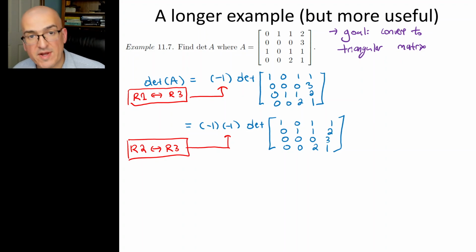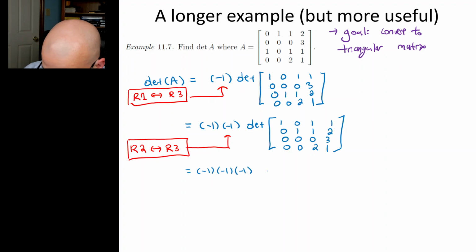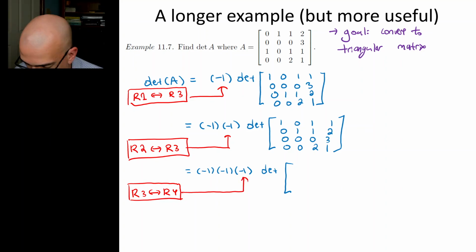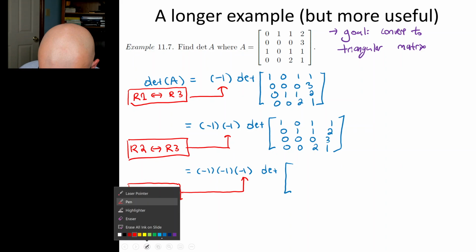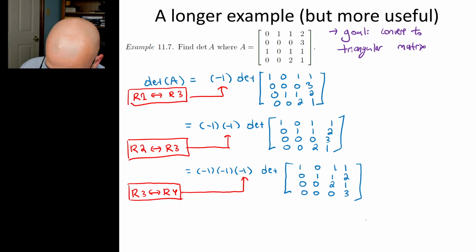We almost have a triangular matrix, upper triangular, and now I'm going to swap row 3 and row 4. -1 times -1 times -1 times the determinant of, so that last -1 gets picked up, row 3 swapping with row 4. 1, 0, 1, 1, 0, 1, 1, 2, 0, 0, 2, 1, 0, 0, 0, 3. Now it's upper triangular.